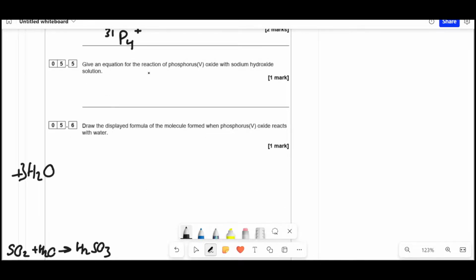Now it says, give an equation for the reaction of phosphorus(V) oxide with sodium hydroxide. Unfortunately you can't do P2O5, that doesn't work. That's not allowed. It's P4O10. You've just got to really drill into your head that that's what phosphorus(V) oxide is. And we're reacting it with sodium hydroxide, NaOH, so what do we get? Well, it's a salt plus water again, so it's Na3PO4 plus some amount of H2O.